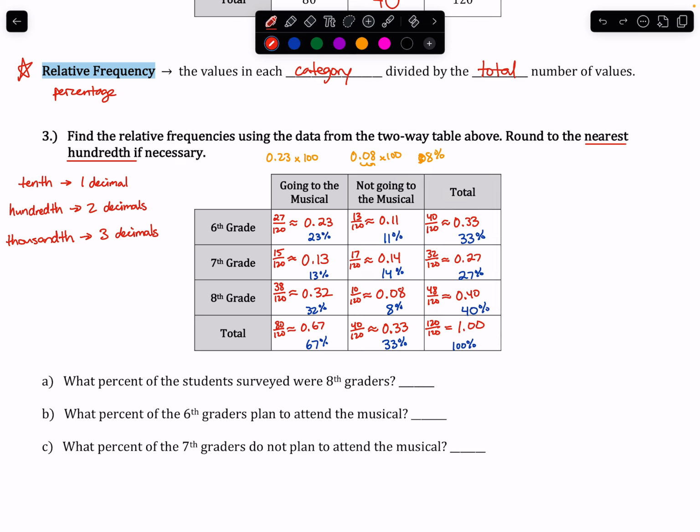What percent of students surveyed were 8th graders? So 8th graders, my total percent was 40%. Question B, what percent of the 6th graders plan to attend the musical? So 6th graders who plan to attend, who are going, and it does ask what percent, is 23%. And what percent of the 7th graders do not plan to attend the musical? 14%.